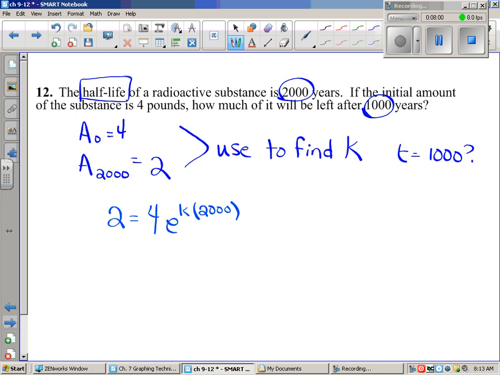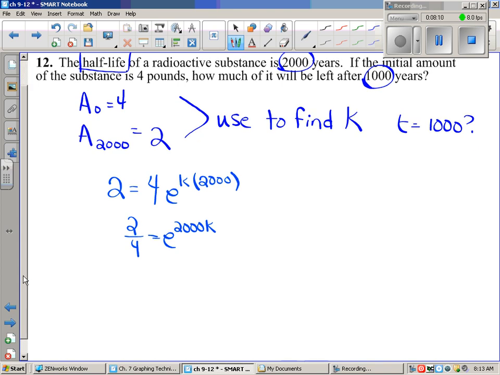And so from here, we're going to divide. 2 divided by 4 equals e to the 2,000k. And then how do I get rid of e? Good. ln both sides. So hopefully you're okay if I leave this as ln, and I'm going to ln both sides. And I have 2,000k here. Now before I go too much farther, I want to make sure that we know how to rewrite this. And at this point, my hope is that you understand that that's negative ln 2.